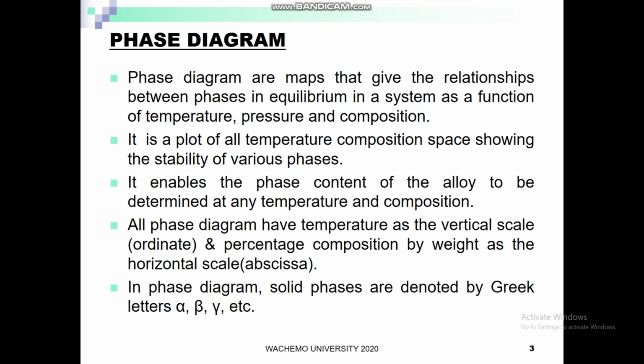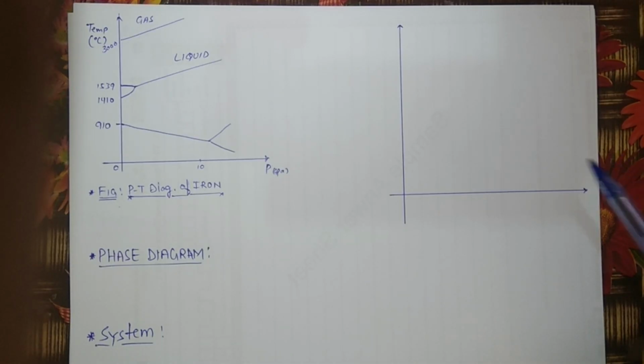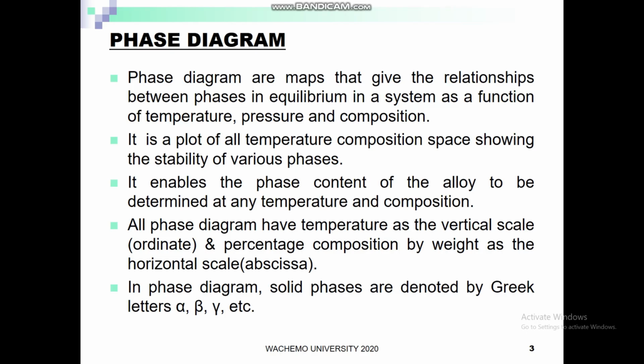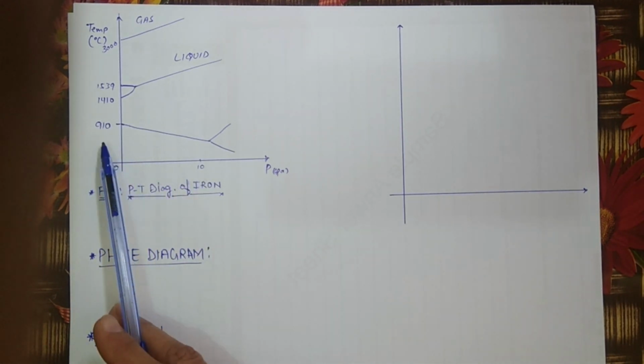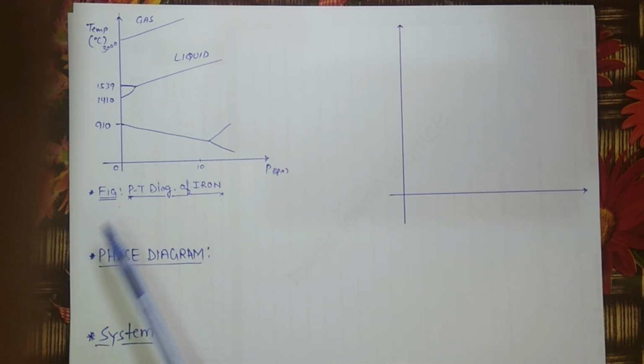Like for example, you can see here I'm showing you a diagram of iron, which is represented on the temperature and pressure axes. Temperature on the y-axis I have represented here and pressure on the x-axis. So this diagram is showing you what I was talking about, the plot of all temperature compositions showing the stability of various phases. Now here, since it is a single component system, only iron, we are not using a composition axis here. We are just simply representing iron on temperature and pressure. That means everywhere iron is iron, no compositional changes there.